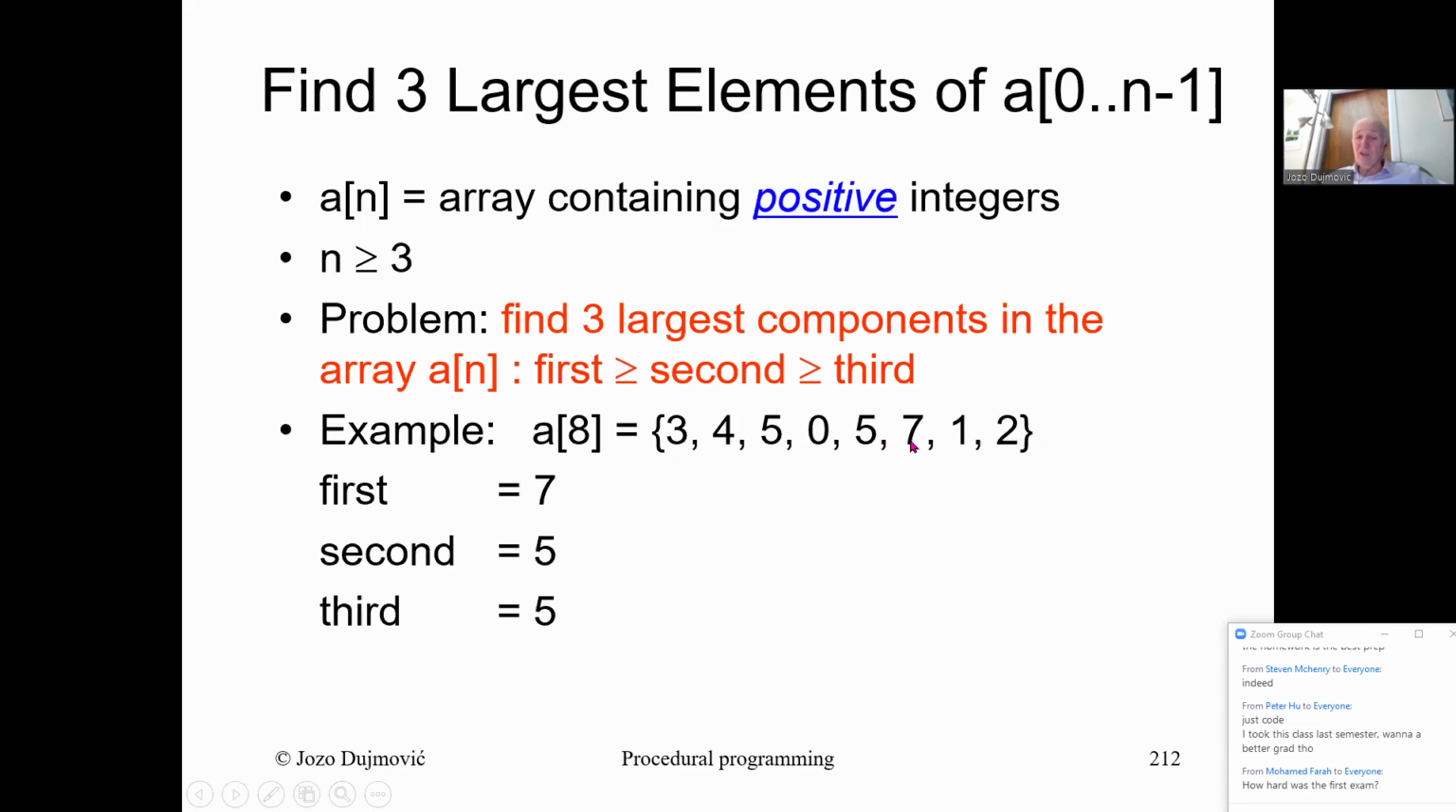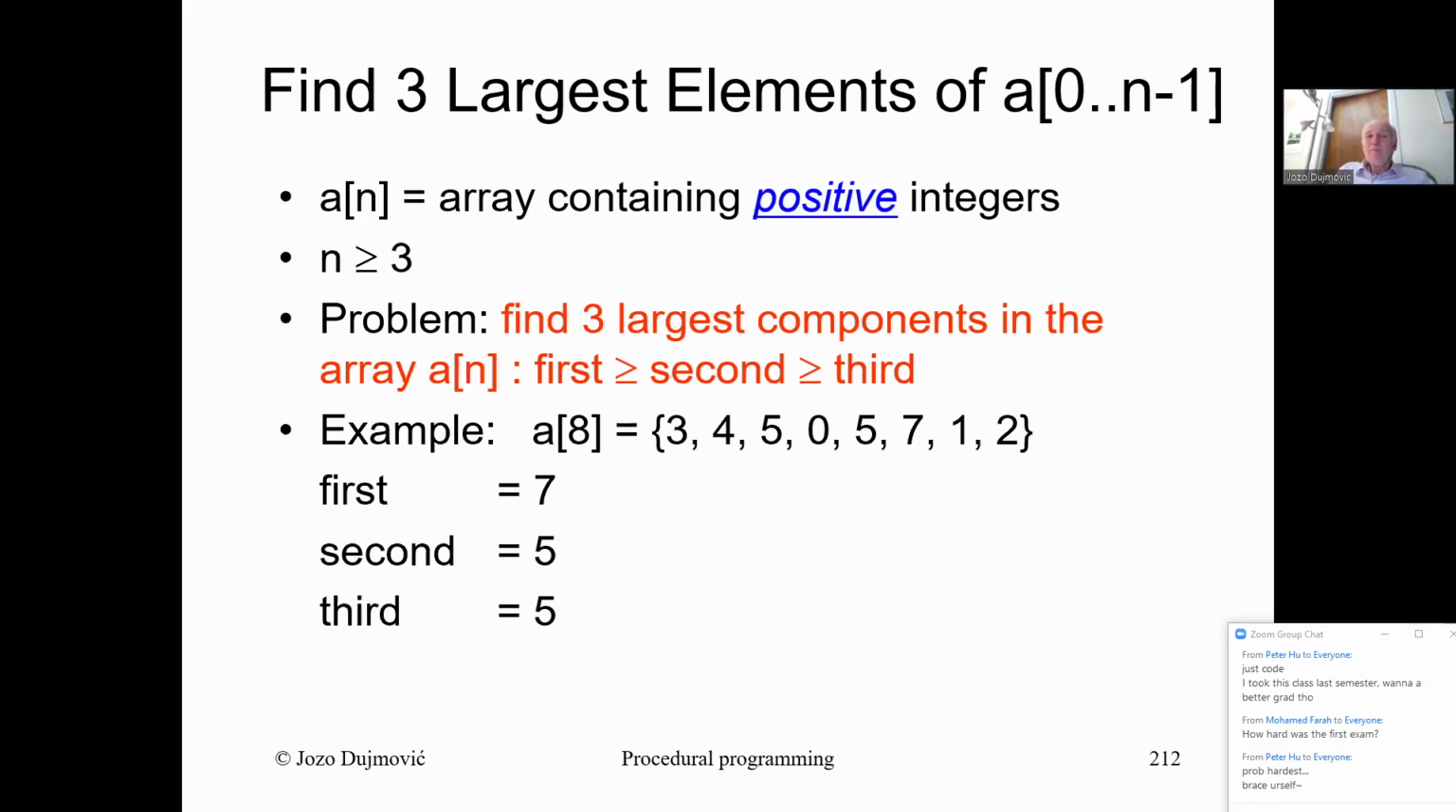So what are 3 largest numbers? The largest is this 7. That's the first one. Second largest is this 5. Third largest is this 5. Okay, so you have to return first is 7, second is 5, third is 5. So these are 3 largest. So the question is how to create a program that is returning 3 largest components in this array. How to write that program? So that the first is greater than or equal to second, and second is greater than third.